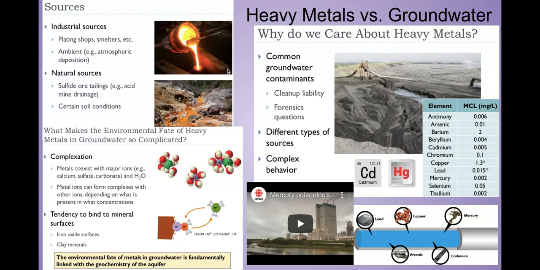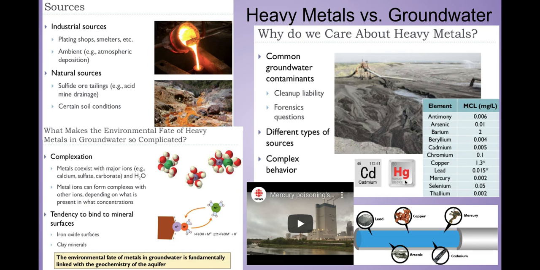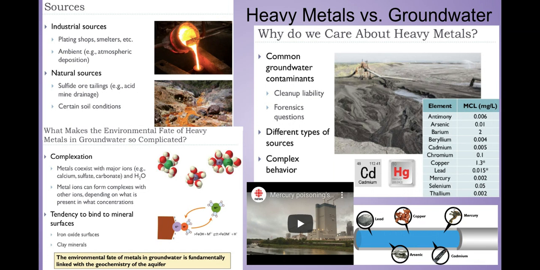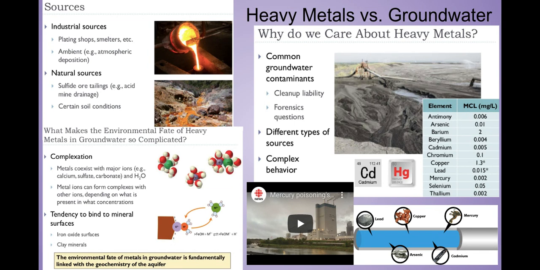Now, why do we care about heavy metals? Because they're going to contaminate our groundwater, and our groundwater is the source of our drinking water. So there is a cleanup liability. There are different types of sources, as we just saw, and there is complex behavior with heavy metals. We have, for example, cadmium and mercury, and of course a list over here of other heavy metals that the water should contain. But if it passes those limits, it shouldn't be a source for drinking water, which is a problem.